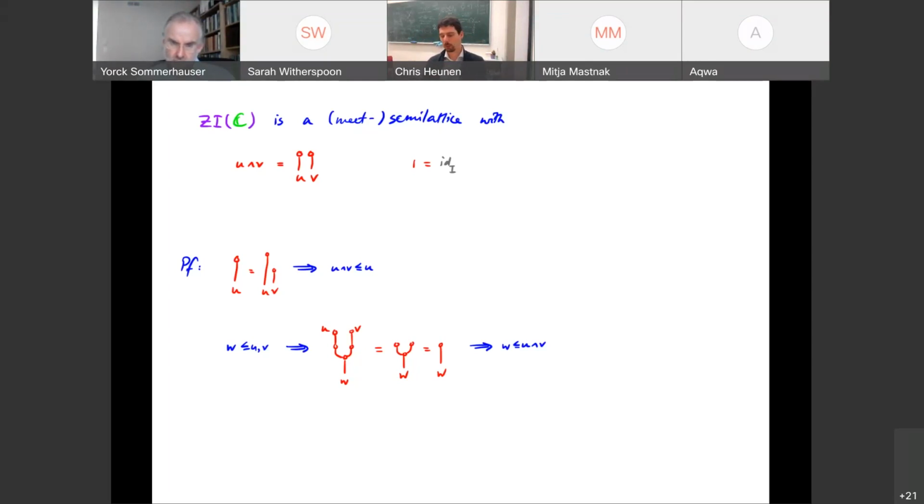There's always at least one central idempotent in any category, namely the identity on the tensor unit, and that will play the role of the very largest element in this meet semilattice. It might be the only one, might be lots of them below it, but it will always form a meet semilattice with one at the top.